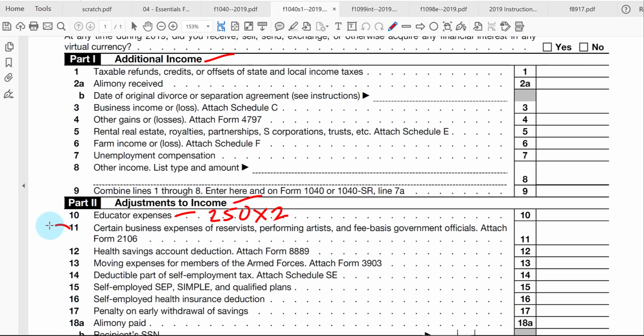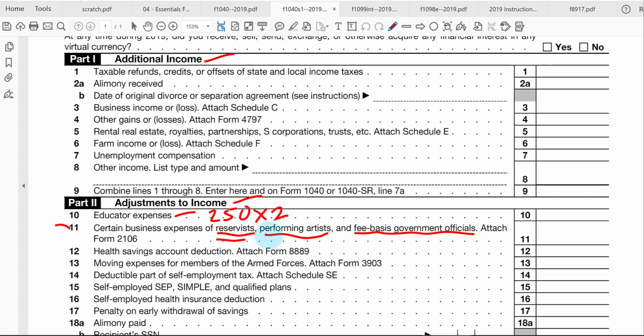The line 11 here, the cost for being an employee as a reservist, military or naval or air force, a performing artist, or a government official that gets paid on a fee basis, you may be able to deduct employment costs related to these jobs, but most times it's not going to be any. In the case of reservists, basically you're looking at transportation costs to get to your reserve training. If you get reimbursed, then there's nothing to deduct.